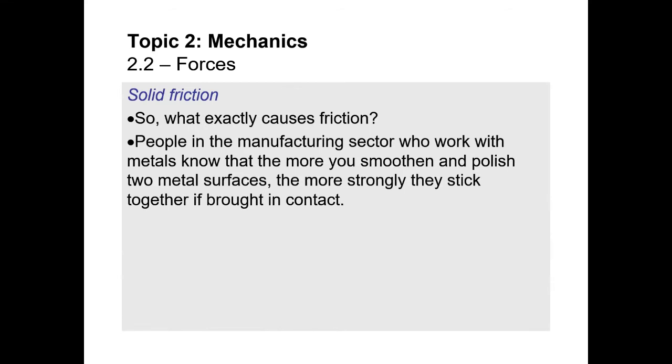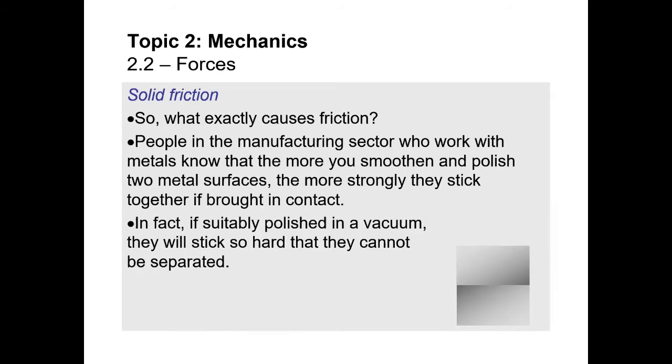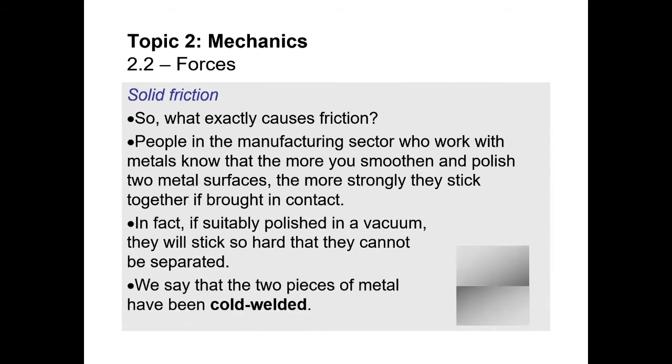People in the manufacturing sector who work with metal know that the more you smooth and polish two metal surfaces, the more strongly they stick together if brought in contact. In fact, if suitably polished in a vacuum, they will stick so hard that they cannot be separated. We say that the two pieces of metal have been cold welded.